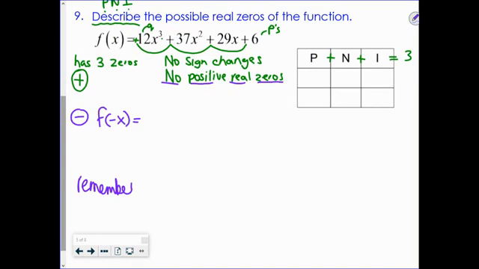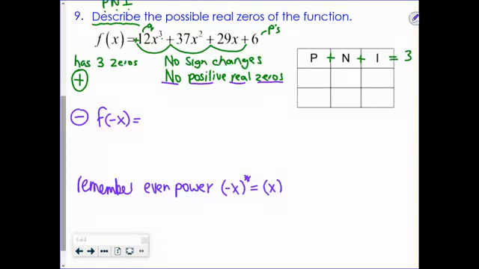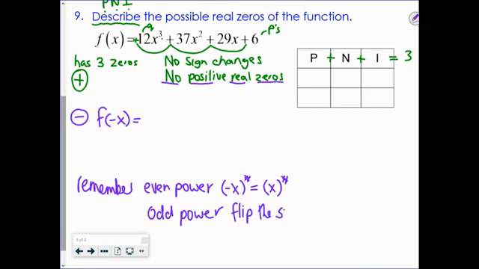Now remember, if you have negative x raised to an even power, it's the same thing as just positive x, so you don't change the term it's in. But if you're raising something to an odd power, you are going to flip the sign of the term it's in, because it's going to equal a negative. So you're multiplying by -1.